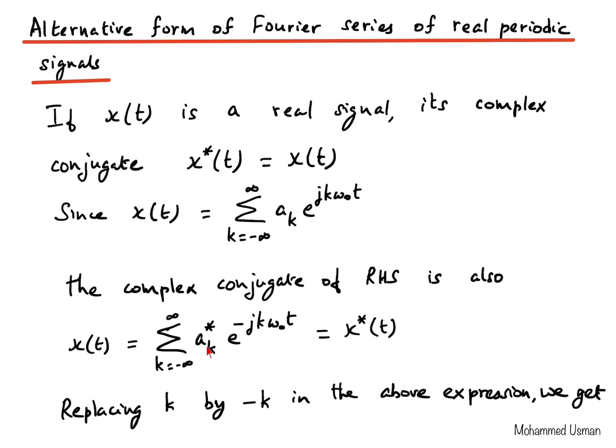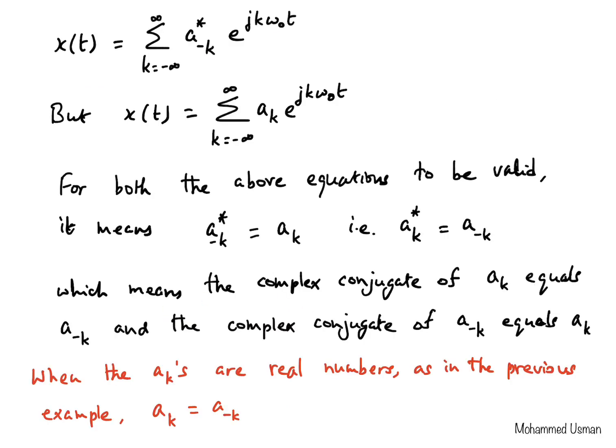Now we will simply replace k with minus k, because k is going from minus infinity to plus infinity. We are just reordering the terms. It is like going from infinity to minus infinity in the summation. When you add things, it doesn't matter in which order you're adding. So we just replace k with minus k in this equation and see what happens.